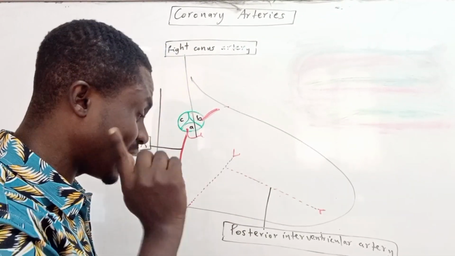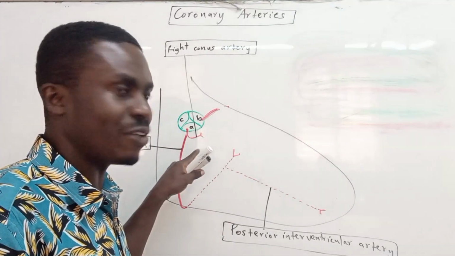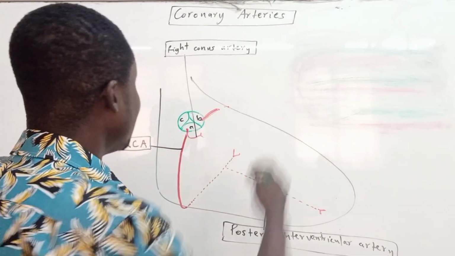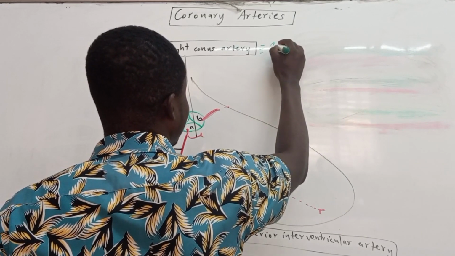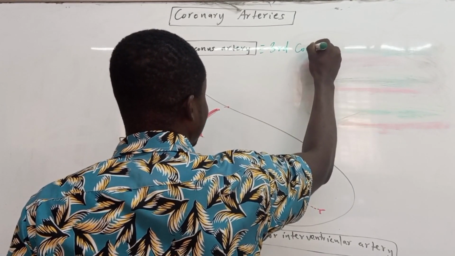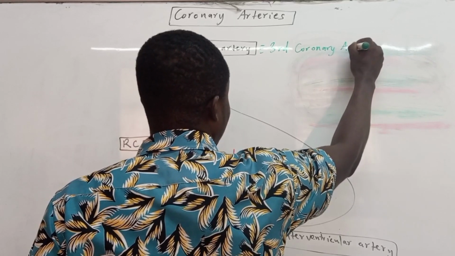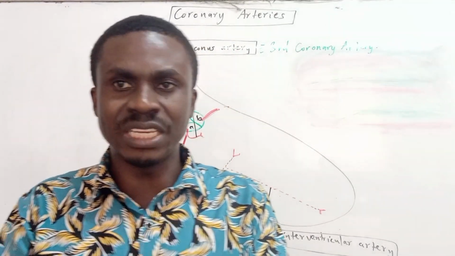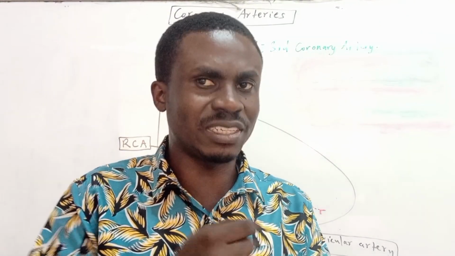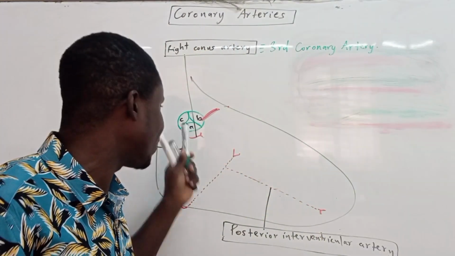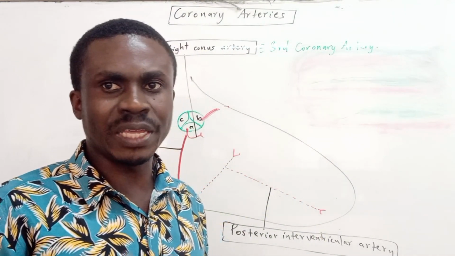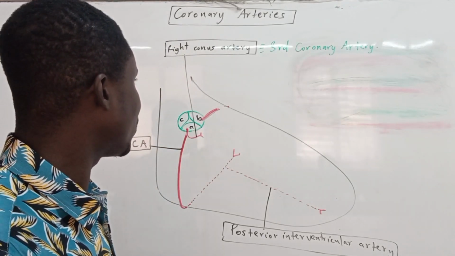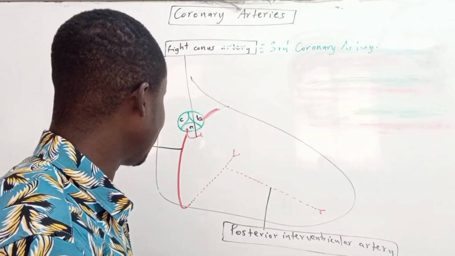So I want you to know that if it doesn't arise directly from the right coronary artery, but directly from the aortic sinus, independent of the right coronary artery, then it becomes what we call the third coronary artery. If you are asked in exam which of these arteries could be the third coronary artery, it is the one arising directly from, of course, this time around, the right, or the anterior, aortic sinus. That's what we are talking about over here.